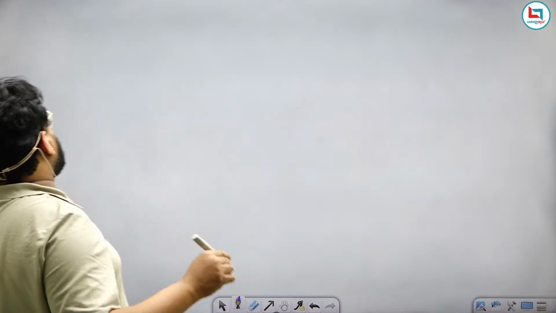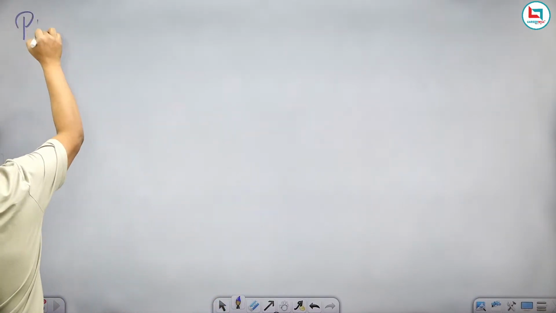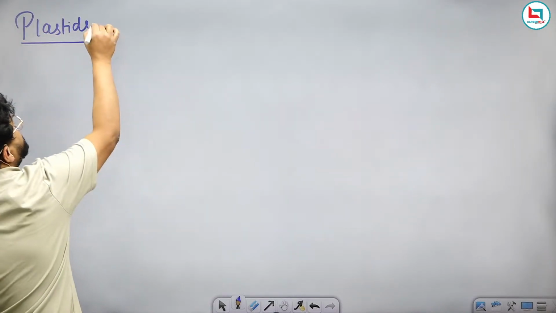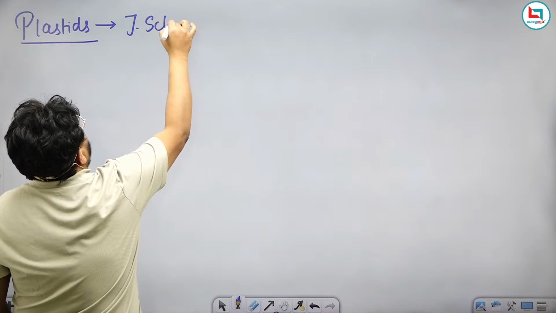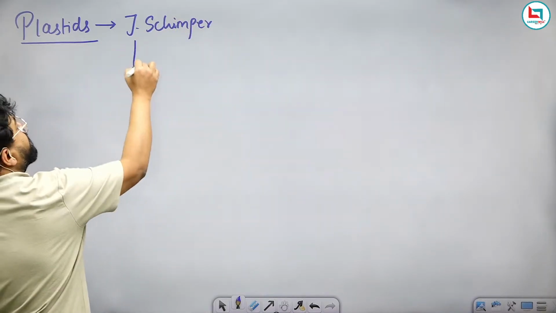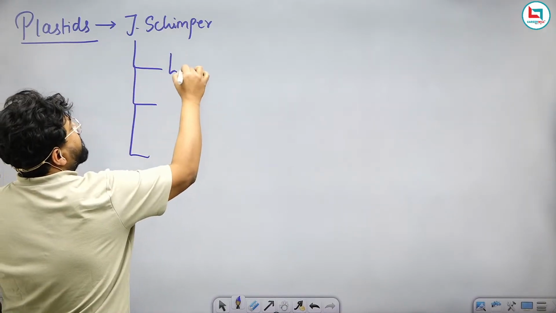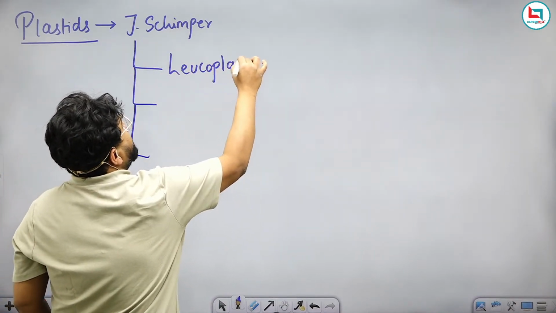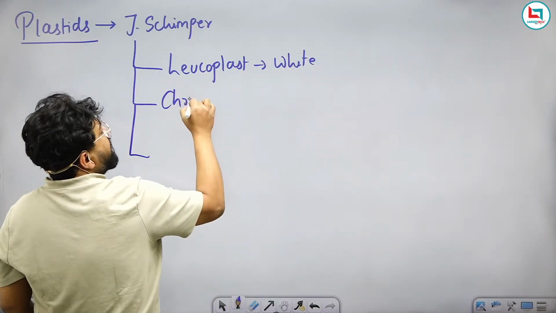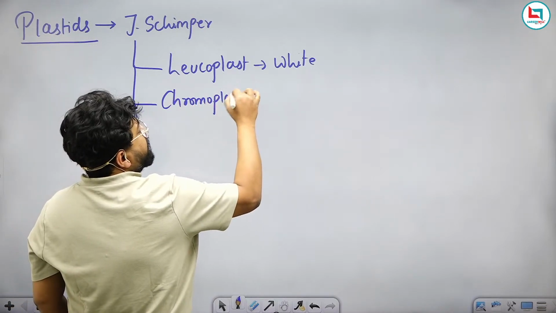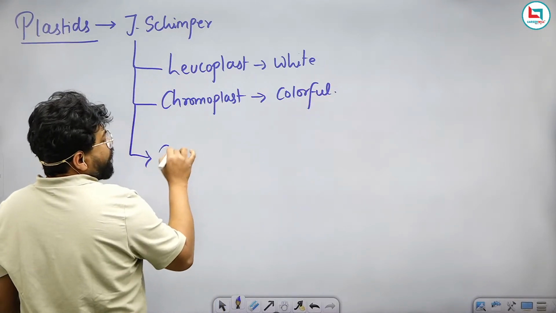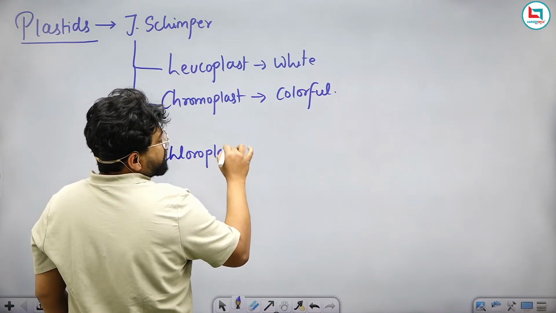So our next cell organelle is plastids. First of all, J. Schimper was the scientist who proposed the idea of plastid. There are three different types of plastids: leucoplast, which is white in color, chromoplasts, which are colorful, and chloroplast, which is green in color.